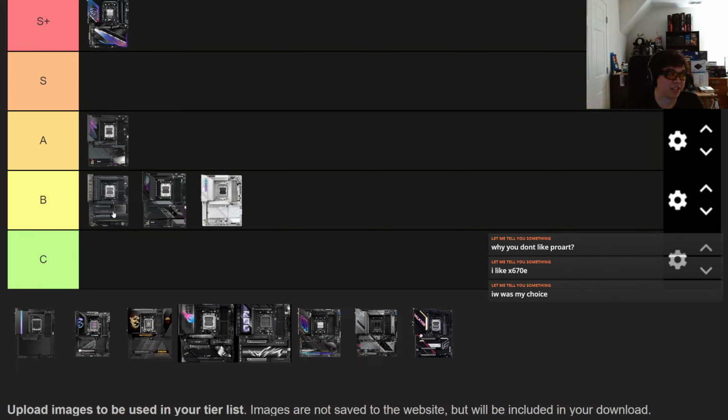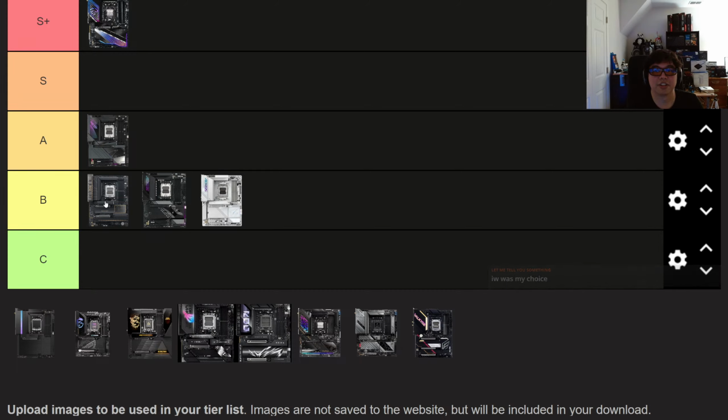I don't like this board for a lot of reasons, mainly because of the price. Two things: the price and, okay, this motherboard, the ProArt, is $479 and it doesn't have a debug code. In fact, it is the only motherboard out of all 13 boards that does not have a postcode.